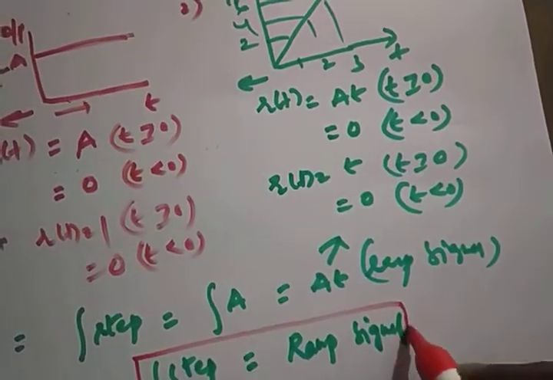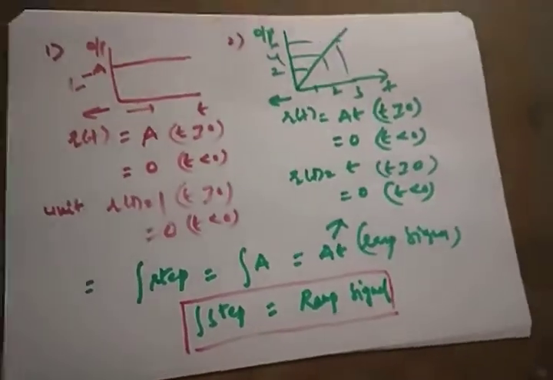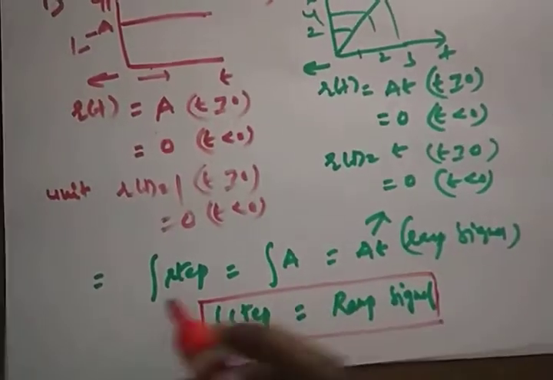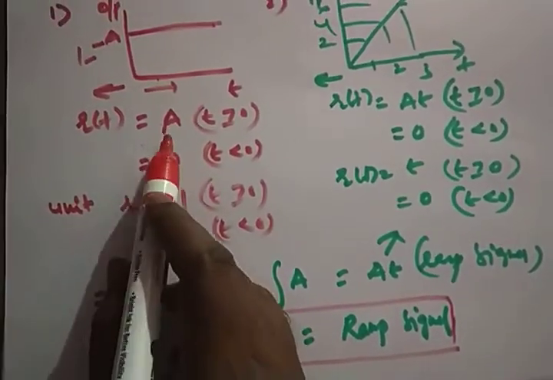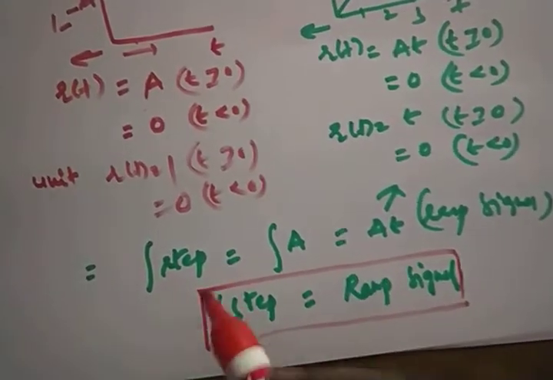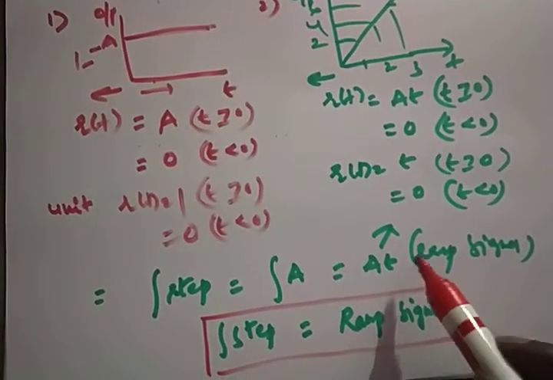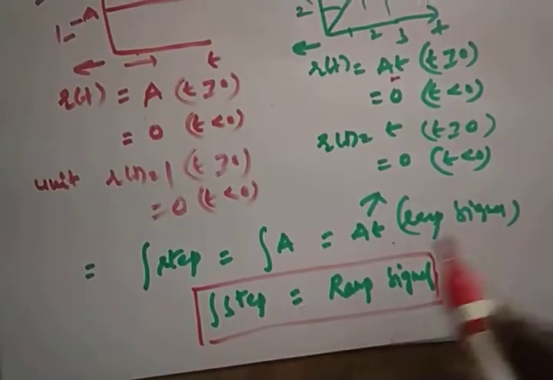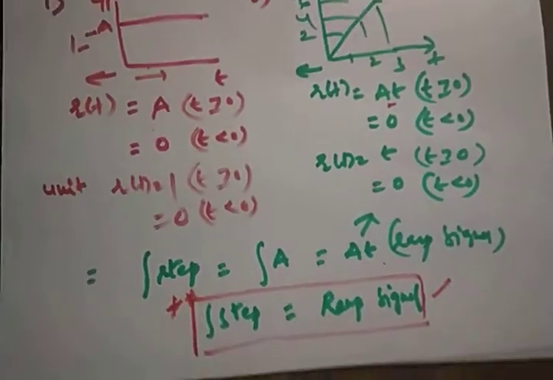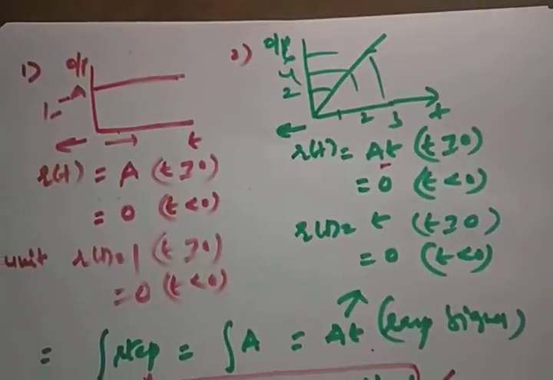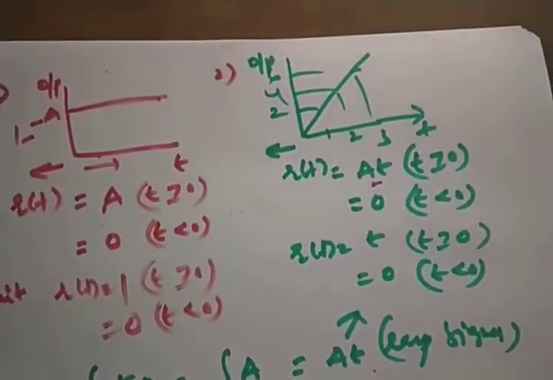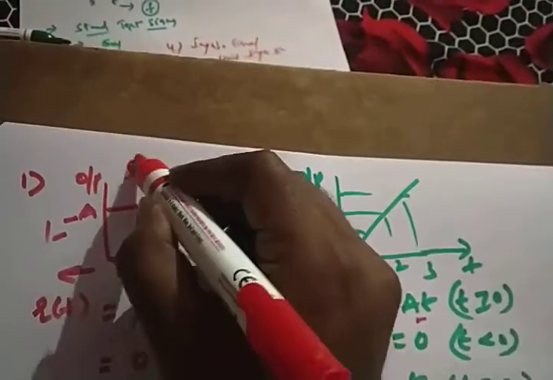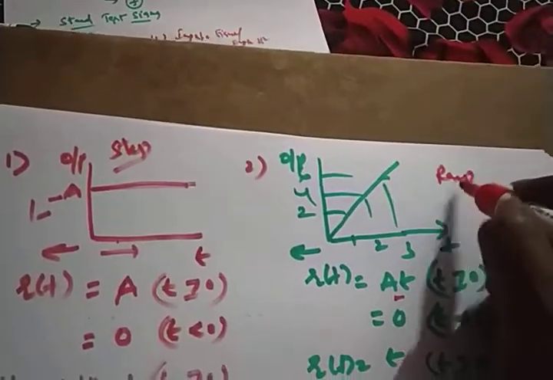This is an important note that we discussed. These are the things that we discussed in yesterday's class itself. This is a very, very important question. So the integral of a step, what is a step? A. So the integral of A with respect to time, everything with respect to time, because my input is time. What is At? At means a ramp signal. So the integral of the step signal is nothing but the ramp signal. Very, very important question. This is a step and this is a ramp signal.